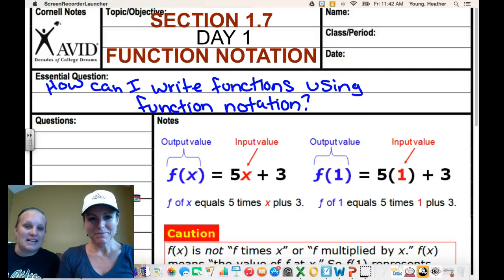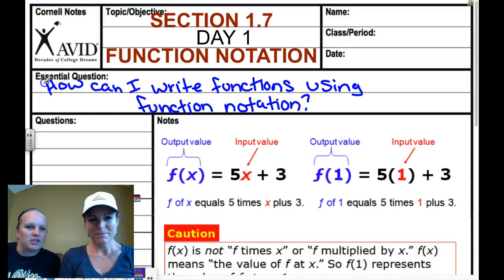Hi guys, so today is going to be a 2-day lesson, so we're just going to be doing part 1 first. And so our essential question is, how can I write functions using function notation? So I'm going to highlight that, and that's what I want you to write down.